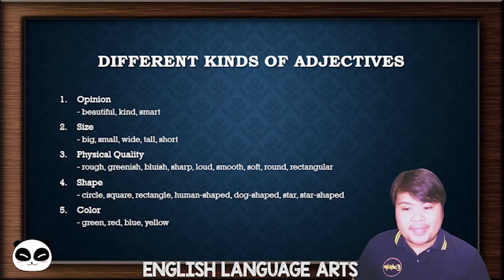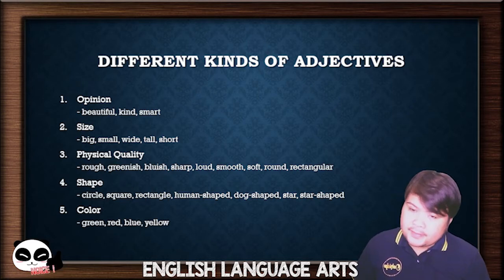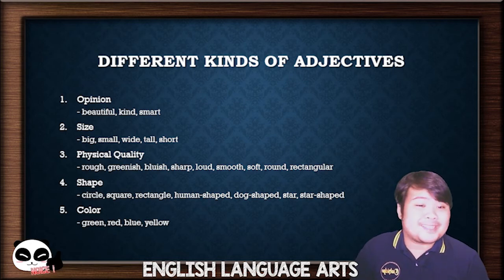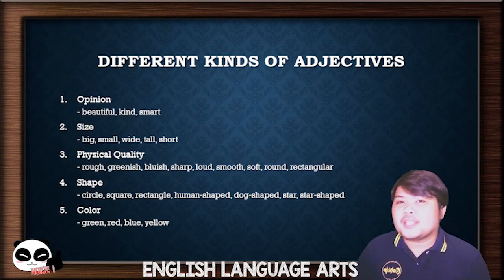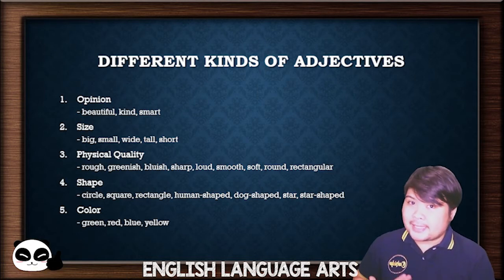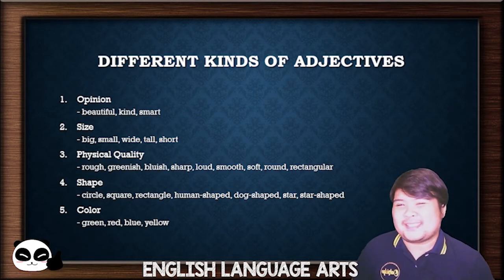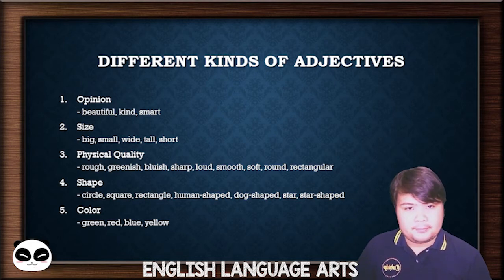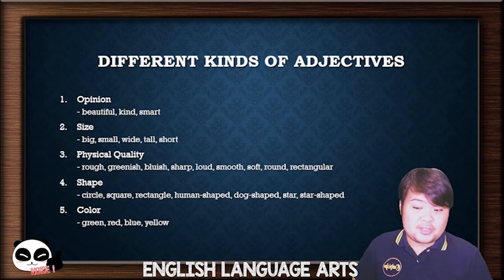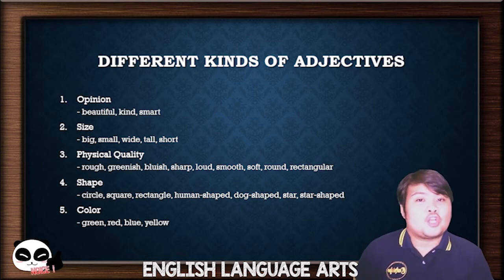Sharp. We have loud, there, sense of hearing. We have smooth. We have soft, round, rectangular. Rectangular is not shape. When you say rectangular, it is like a rectangle, but not necessarily a rectangle. Why are these very important? Because the next two can be a little bit tricky. You have shape and then color.